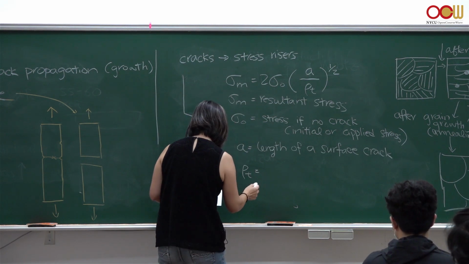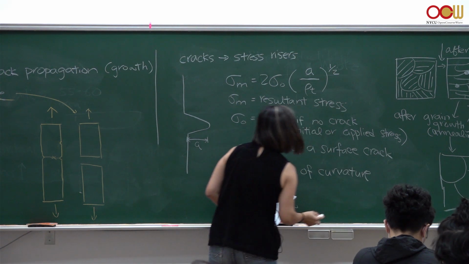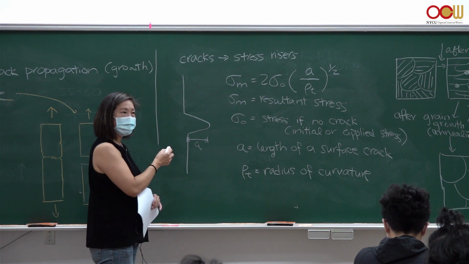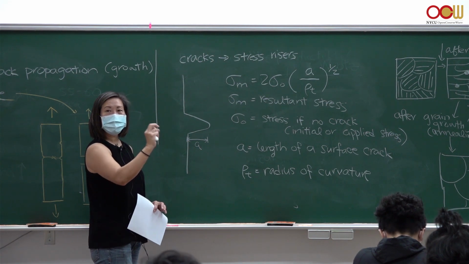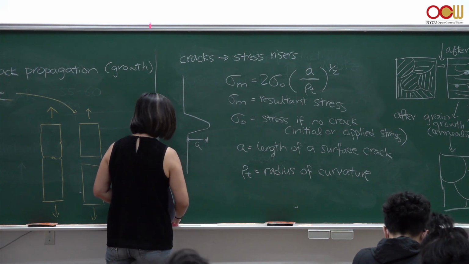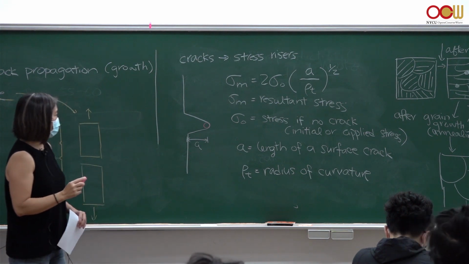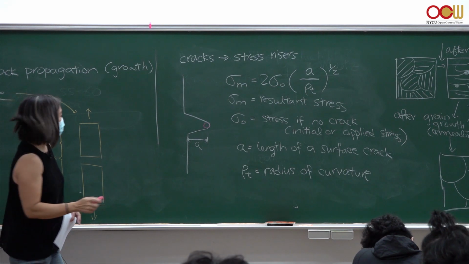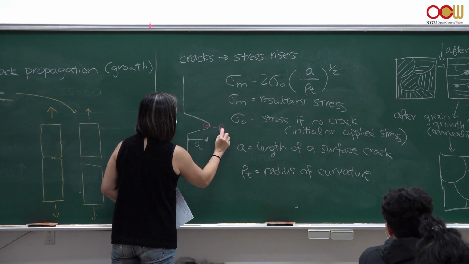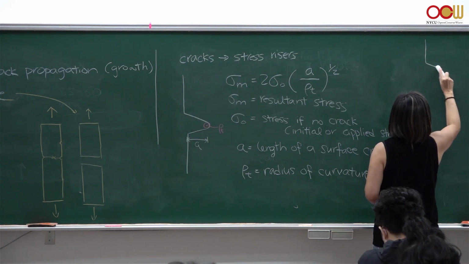Rho sub t is the radius of curvature. Radius of curvature can be thought of at the tip of the crack. If you can insert a perfect circle into that tip, it will look something like this, right? That's a perfect circle that fits within the tip. The radius of that circle is rho.